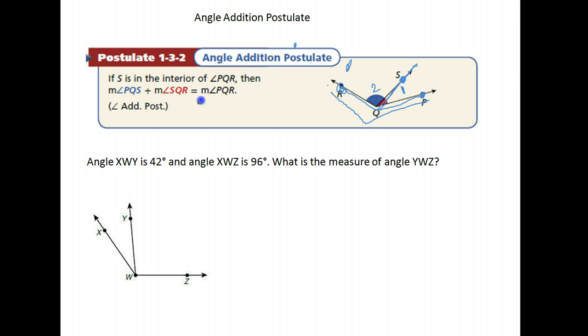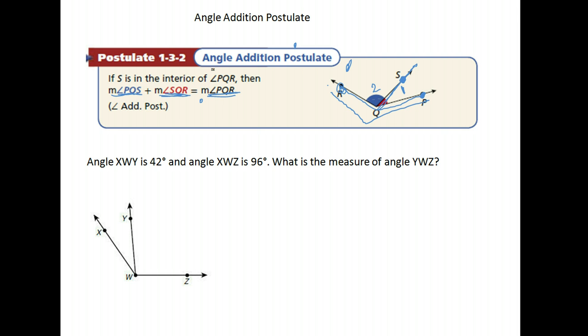So that's where this equation comes in. We took the first angle, angle PQS. It was right next to SQR. They were neighbors. And when we put their two openings together, we get this angle PQR. That's the angle addition postulate. It just means you're adding two angles that are next to each other. You're adding them together to get the larger angle that they combine to make.